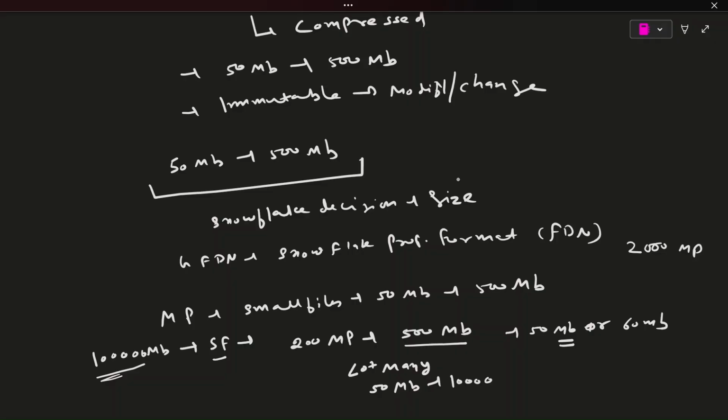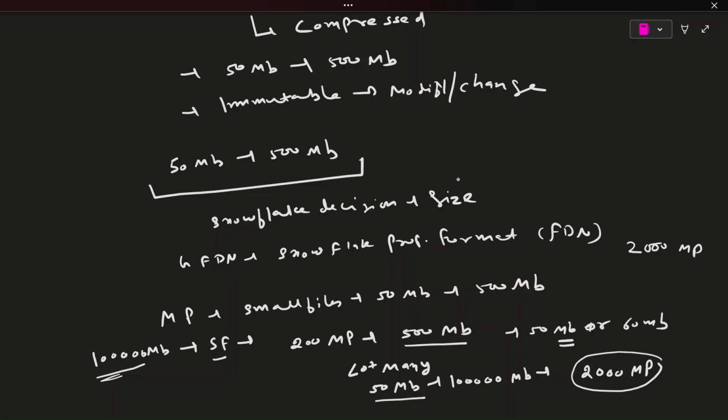this much file size, if Snowflake decides on 50 MB, it is going to have almost 2000 micro partitions. Which will be very, very huge, and maintaining these 2000 micro partitions will be an overhead for Snowflake.